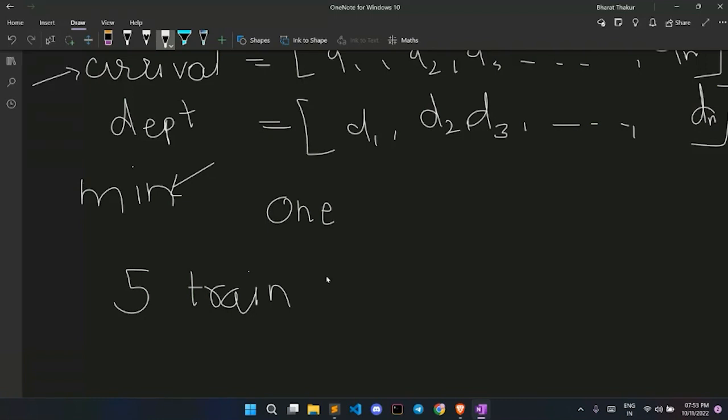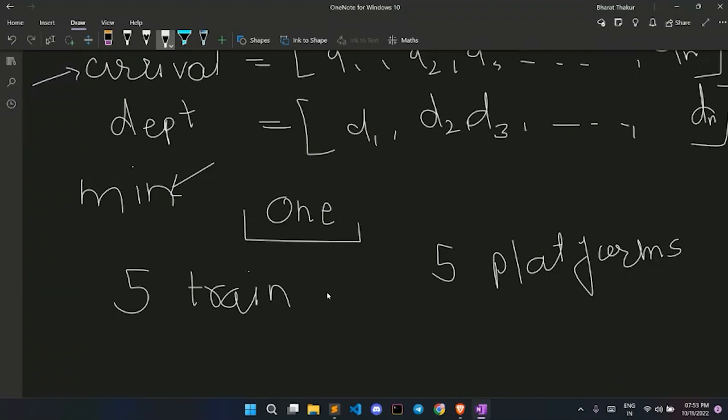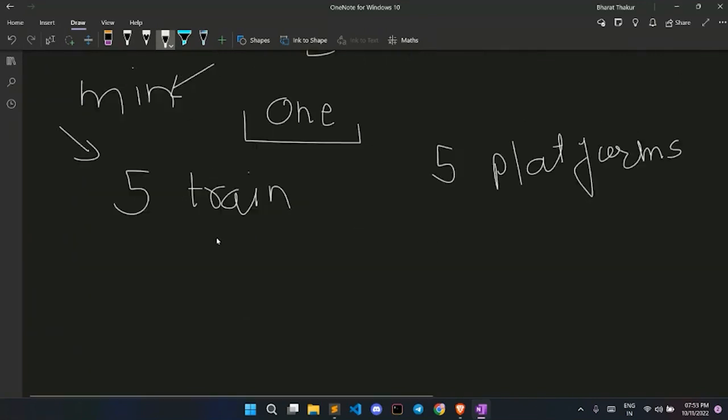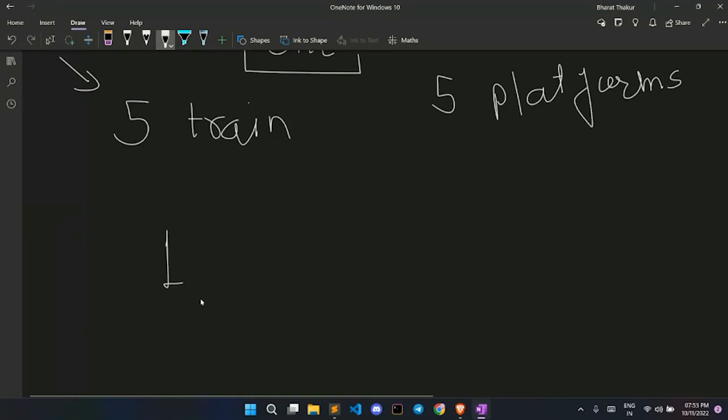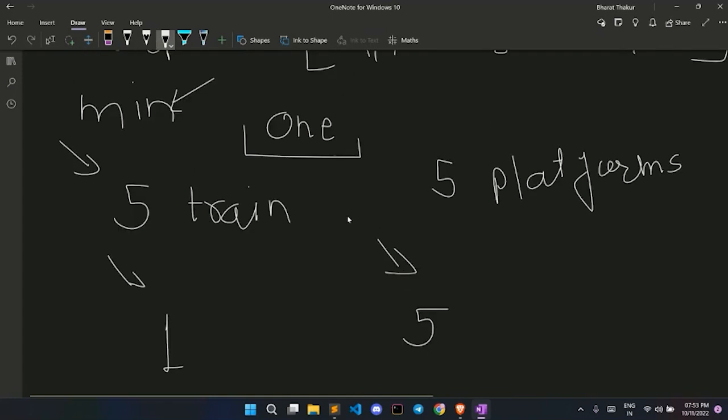So you will need at least five platforms. Similarly, you will check for every moment how many trains are there, and you will take the max of it, because at one moment we have one train, at one moment we have five trains. So we cannot say that we will need one platform, because we will need five platforms here. Okay.